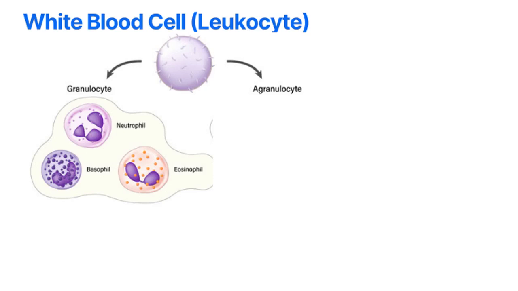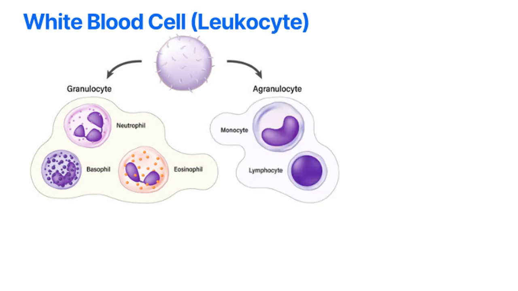The prefix granulo comes from the Latin word for grain or particle. Cyte is a common suffix for cells. Therefore, granulocyte literally means grain cell. They include neutrophils, eosinophils, and basophils.